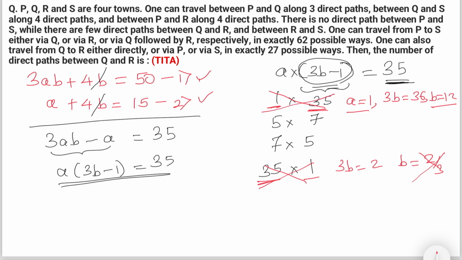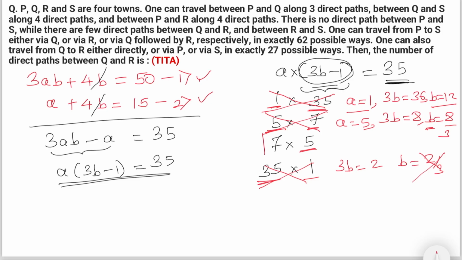And I have a problem in the second case also. If you take A as 5 and 3B minus 1 as 7, so 3B is 8. Again, I get B is equal to 8 by 3. So just like the last case, the second case can also be very easily ignored, considering that we get the number of ways B as a fraction, 8 by 3, which is not possible.